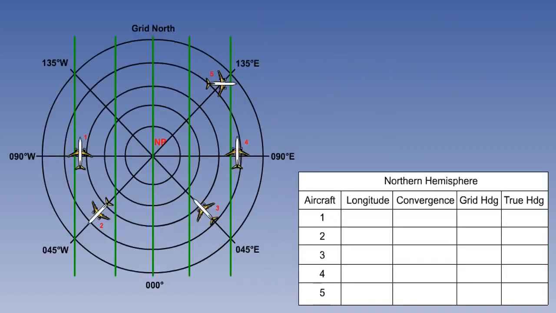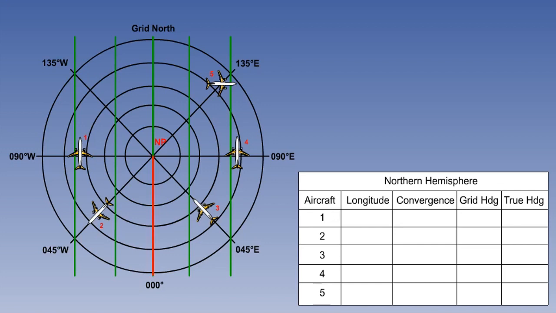Here we have a north polar stereographic projection. Therefore, the n factor is 1, and the chart convergence between any two meridians is simply equivalent to the change of longitude. We are going to work out the relationship between grid and true for each aircraft, firstly by inspection of the diagram and common sense, and then secondly by use of the rules on convergence.